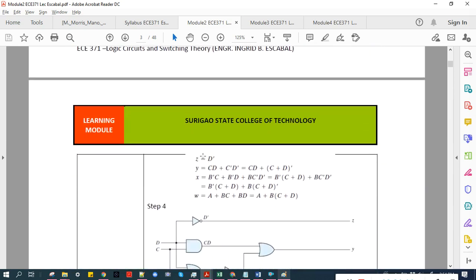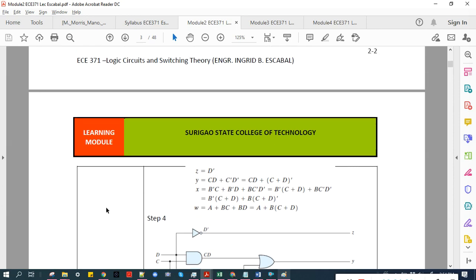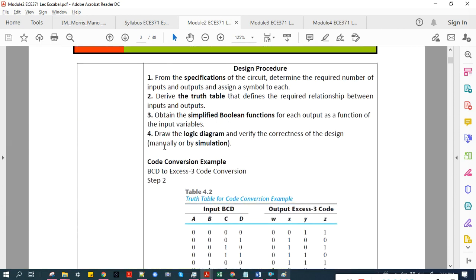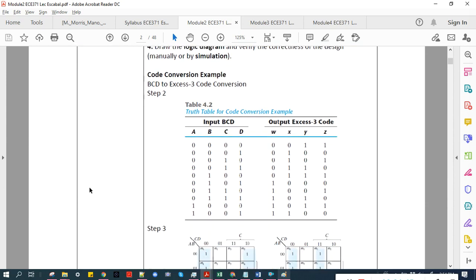Then we write down the equivalent Boolean functions that we obtained. And then the last step, step 4, is to draw the logic diagram and verify the correctness of the design, manually or by simulation. By simulation, we can use Verilog, write down the equivalent functions, and then assign inputs using a test bench.